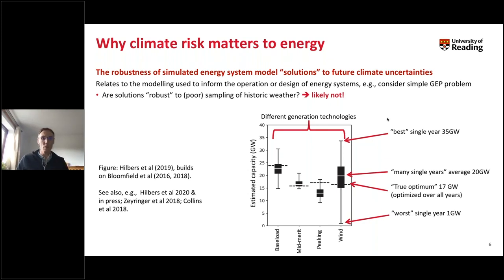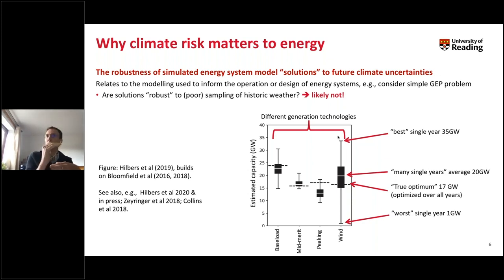So the plot in the middle shows results from a very simple planning model. It's a single-zone copper plate made to look a bit like the UK, but the details don't really matter. Essentially it's allowed to build four different technologies: base load, mid-merit, peaking, and wind power. We've asked it to estimate the optimal capacities given some weather inputs for demand and for wind power generation potential. What you see in the bar chart, focused on the wind one, is that if we give it a single year of weather data, we can estimate that the optimum amount of wind power to build should be up to 35 gigawatts, or as little as 2 gigawatts, 1 gigawatt. So there's a huge range if you just pick that one year.